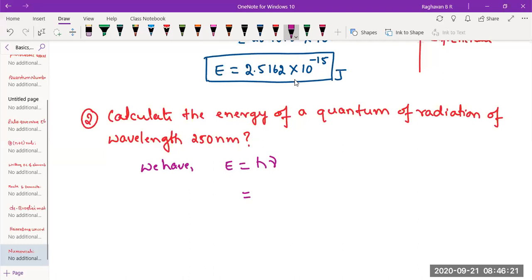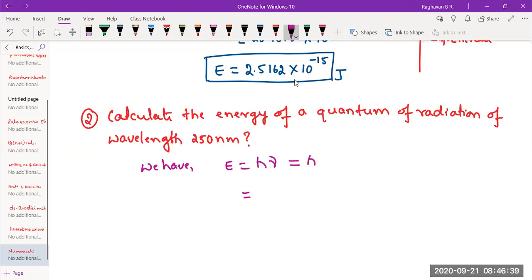Sir, 10 to the power of minus 7 into 0.0795. Okay. Let me check. 7.95 into 10 to the power of minus 19. That's the correct answer. Very good.